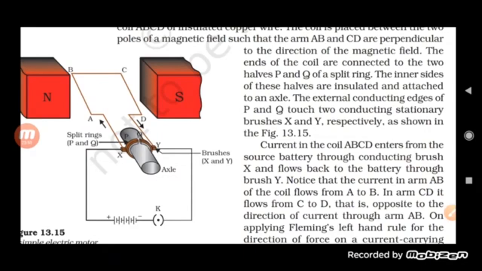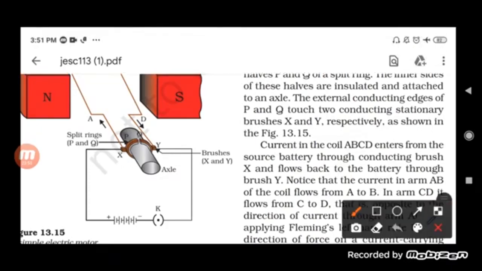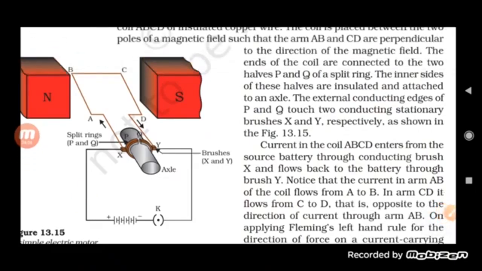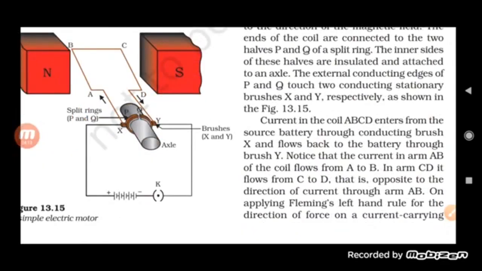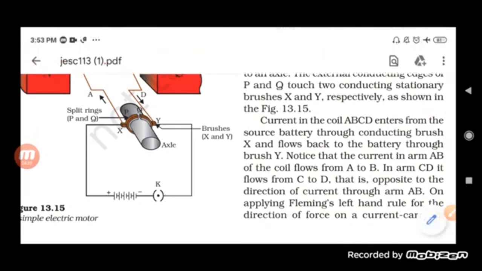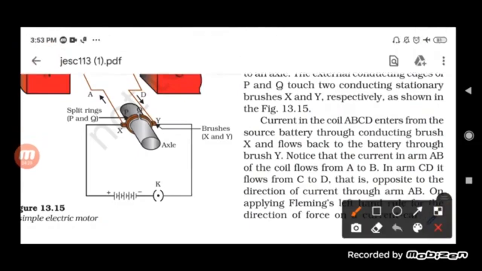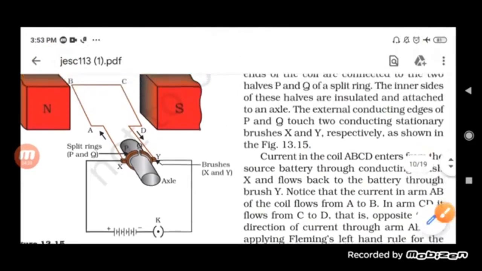Now, what happens when the current in the coil ABCD enters from the source of the battery? The current will enter from the battery through the conducting brush X and flow back to the battery through brush Y. This battery produces the current, and through the brush X it will enter into the rectangular coil.